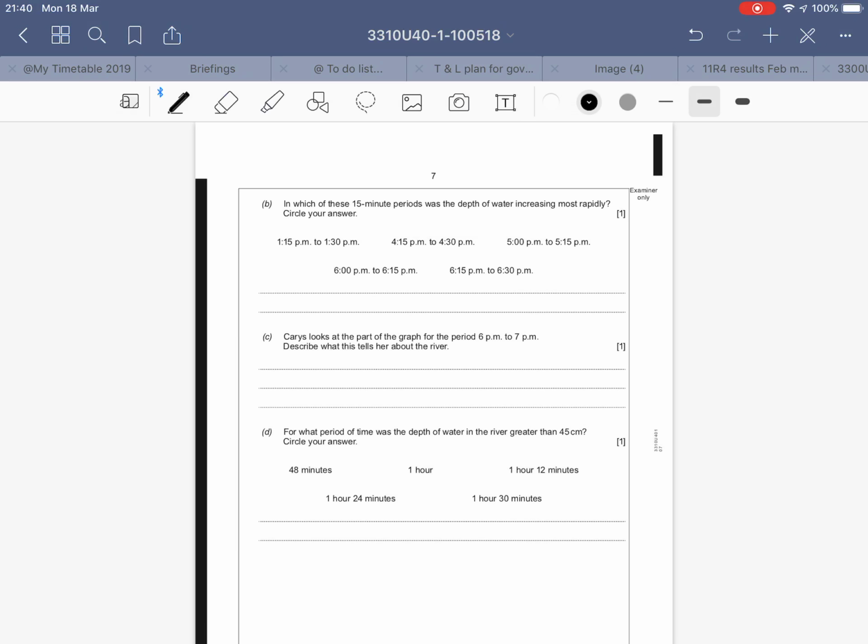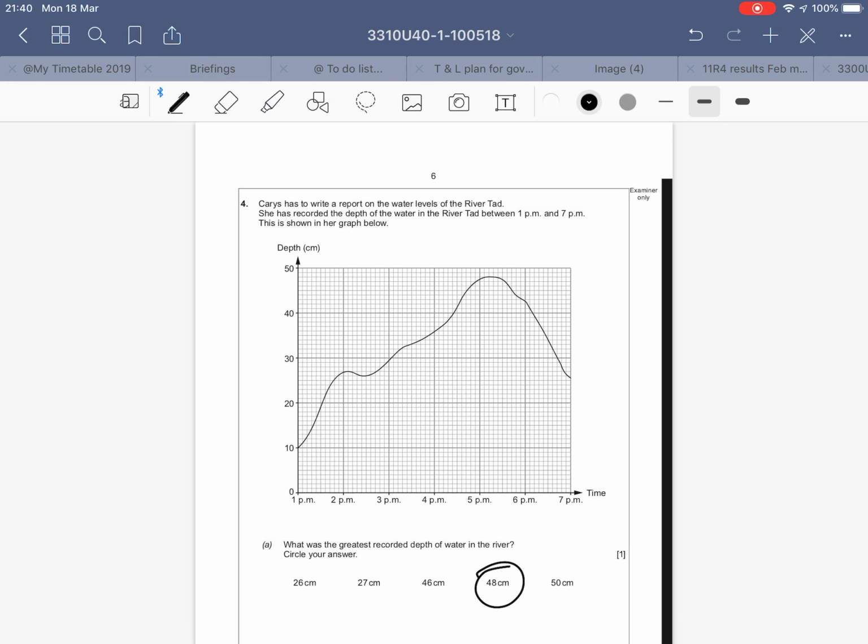In which of these 15-minute periods was the depth of water increasing most rapidly? And that's a specific part of the graph, a specific characteristic. Circle your answer. So as I'm looking at this graph now, I'm looking for it increasing most rapidly. As I look, the steeper the graph, the faster the increase.